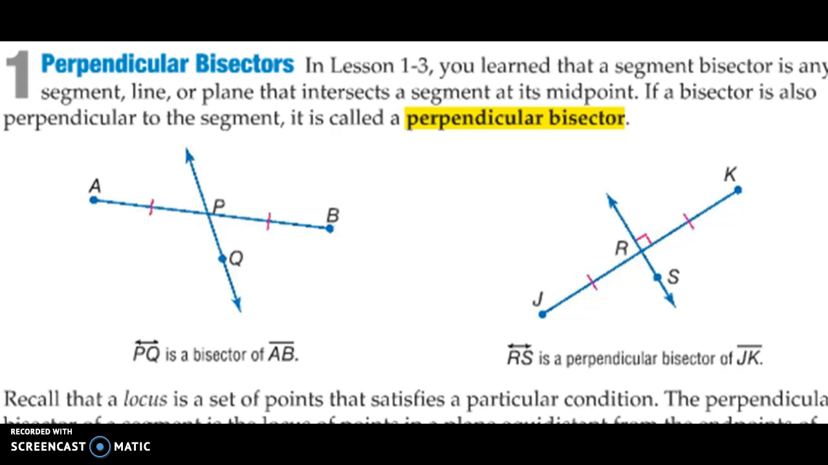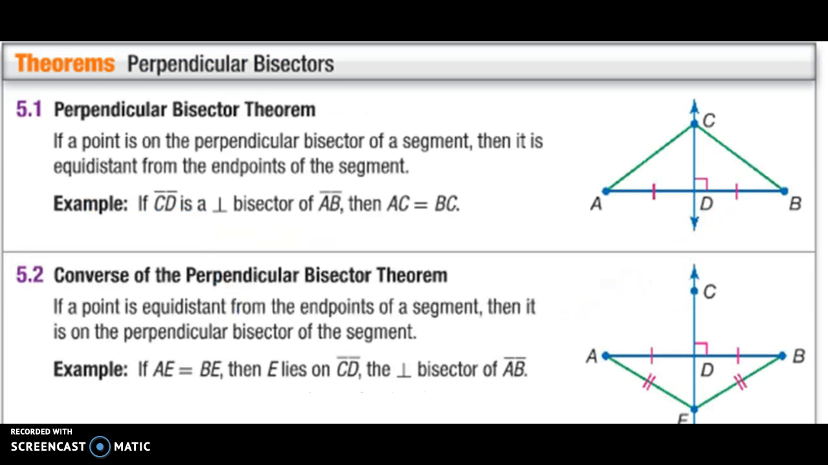So if you look over here at this example right here, we see that JK is cut in half by a perpendicular bisector RS. So it forms the right angle right here, and it also means that this side and this side, JR and RK, are going to be congruent. They're going to be the same lengths. So we have two theorems that help us with this.